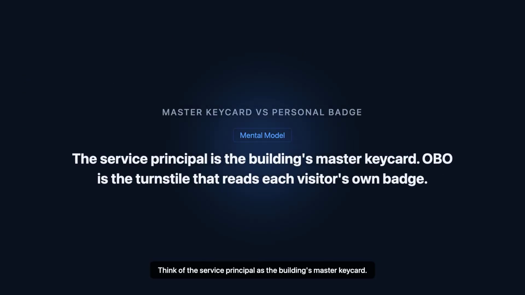Think of the service principal as the building's master key card. Everyone who enters uses the same card, and the logs all just say the app entered. OBO is the turnstile that reads each visitor's own personal badge. The logs say which user opened which door, and the door won't open if their badge doesn't allow it.